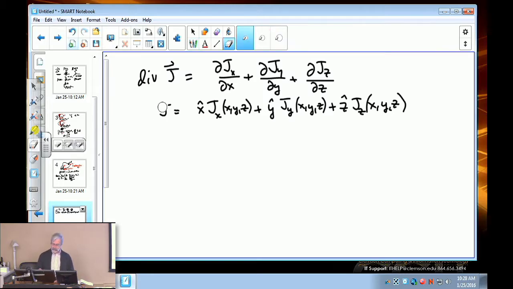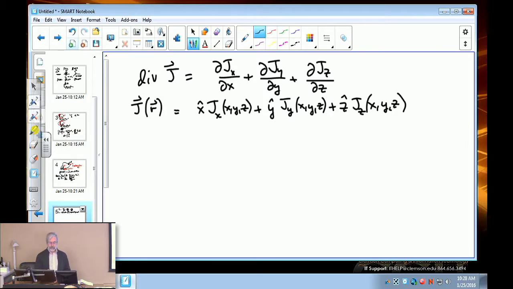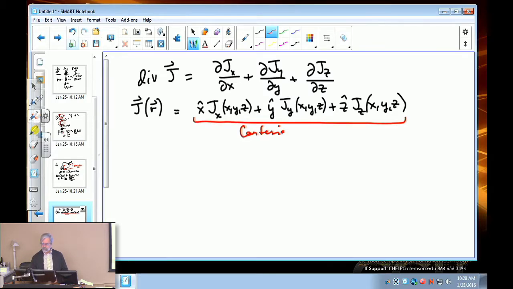I guess I should write this. Of course, this is some function of position, right? But I'm going to write it in Cartesian form. This is what I mean by Cartesian form of J. It's a vector, so I have x, y, and z components of the vector, and each one of the components depends on the x, y, and z coordinates of the point, of the location. And this is the Cartesian form of the divergence.